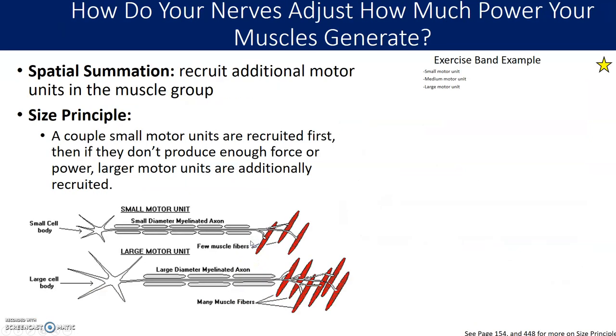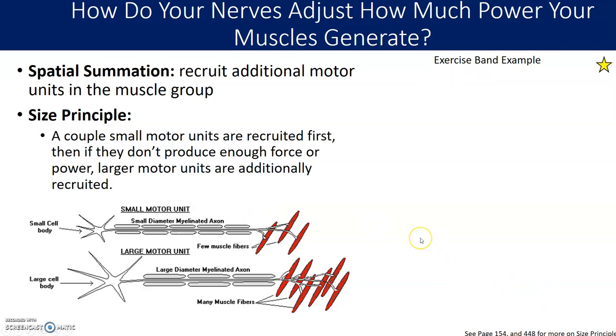Now we have spatial summation as well. Really we'll refer to it as the size principle. When you are trying to generate more force, you can either have a single motor neuron signal more rapidly, which was temporal summation, and get its motor unit to contract more, or you can just recruit more motor units. The more motor units you recruit, the greater the force.